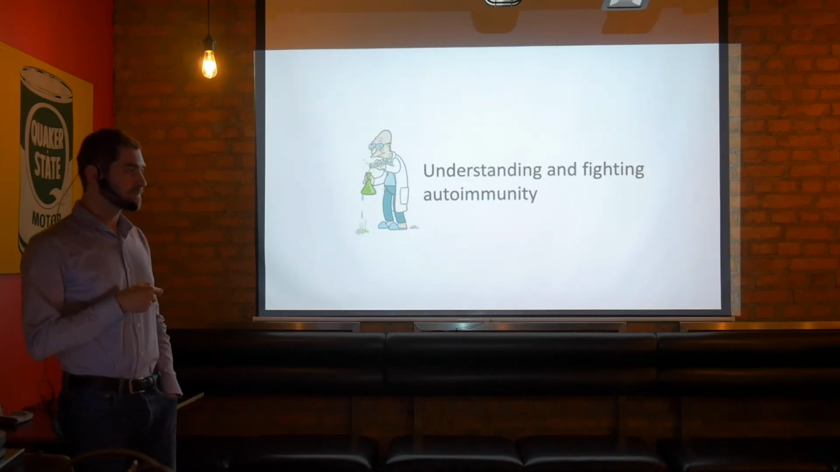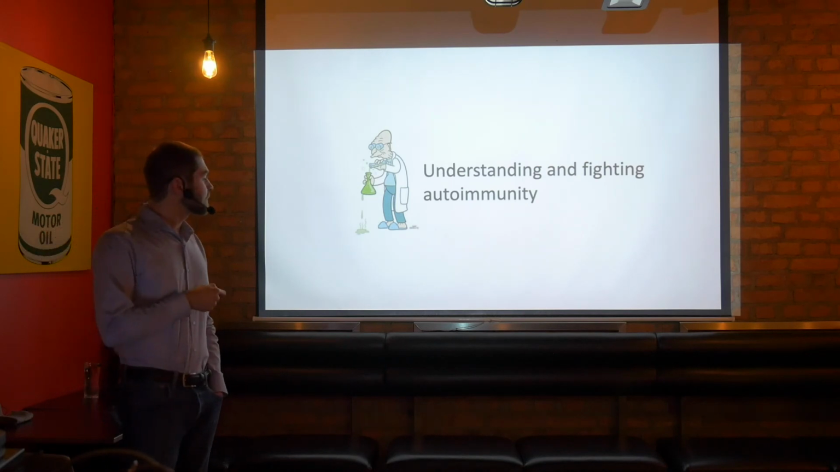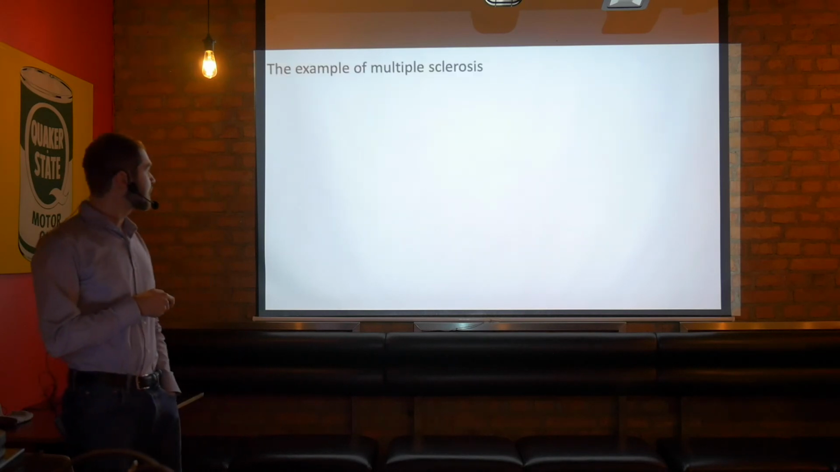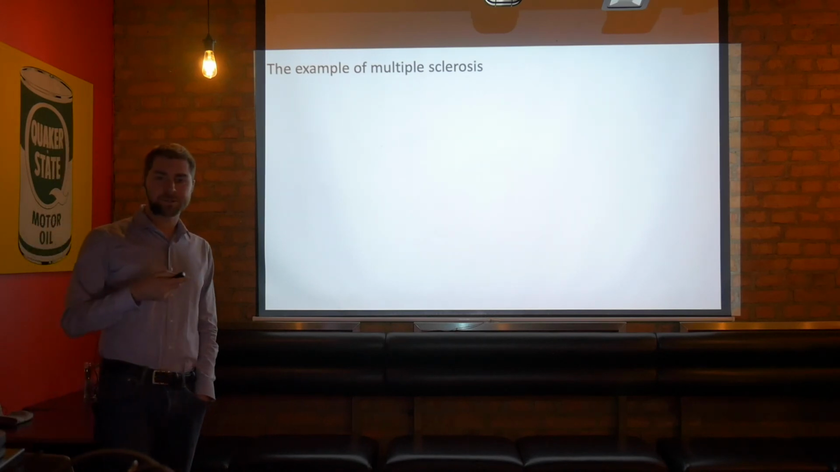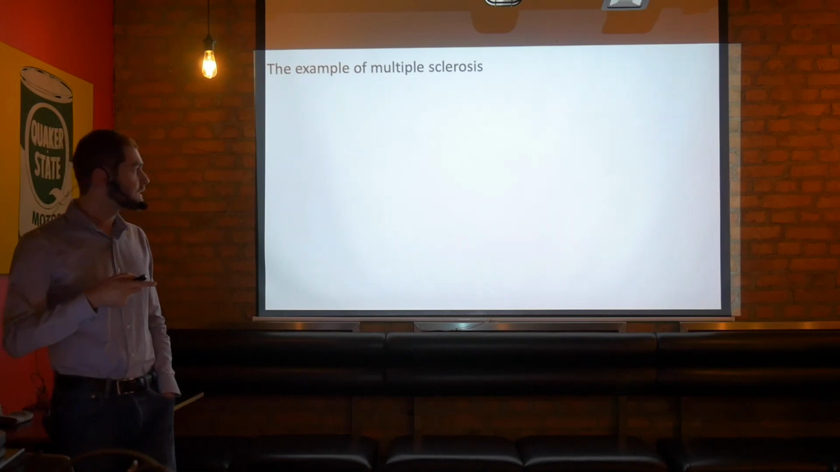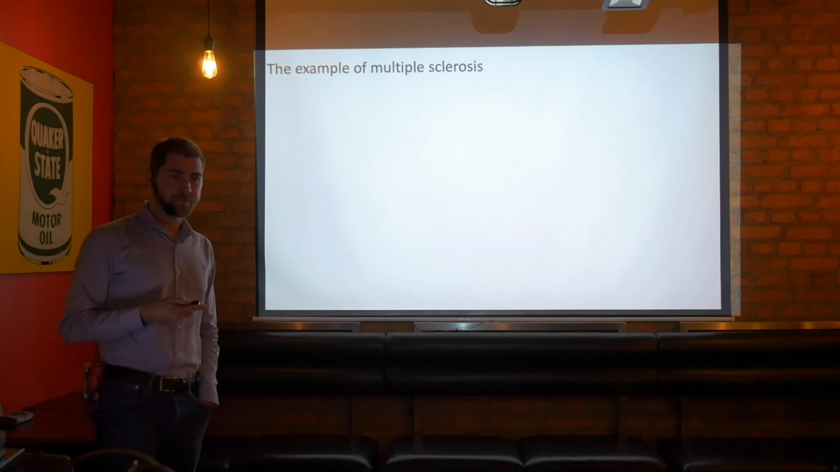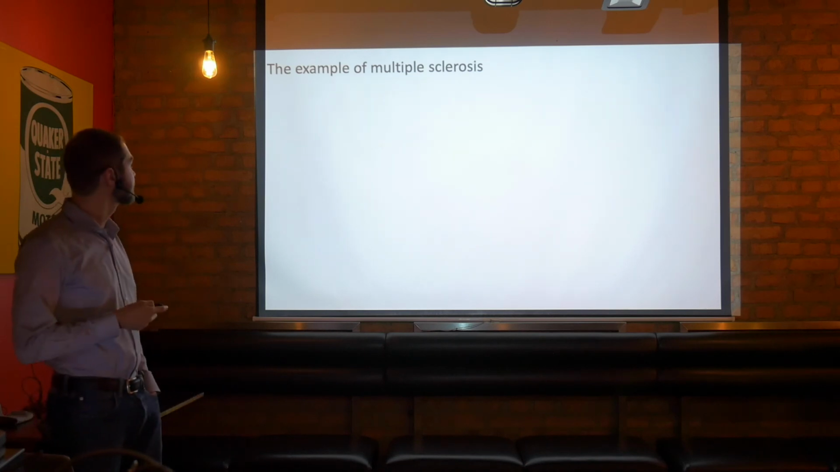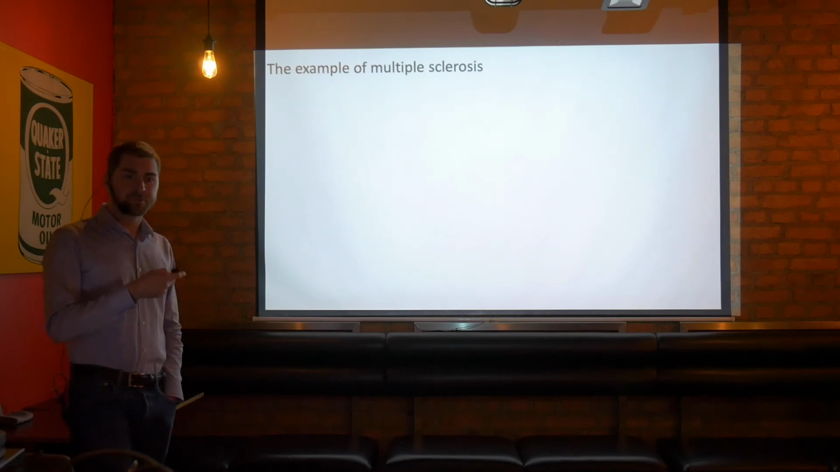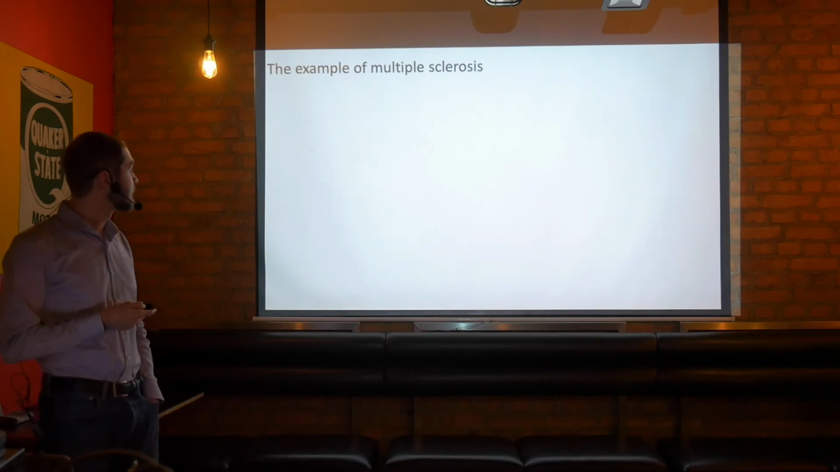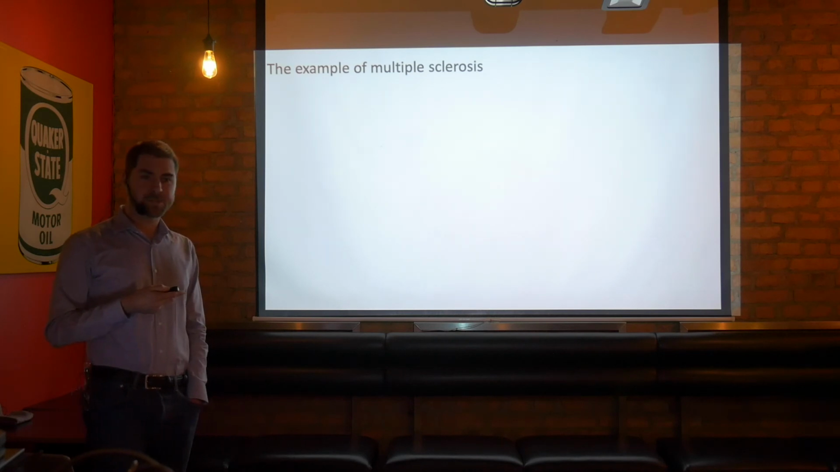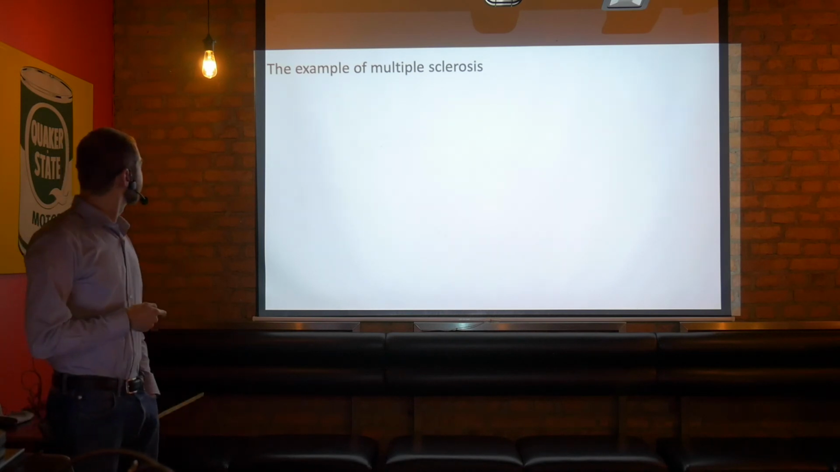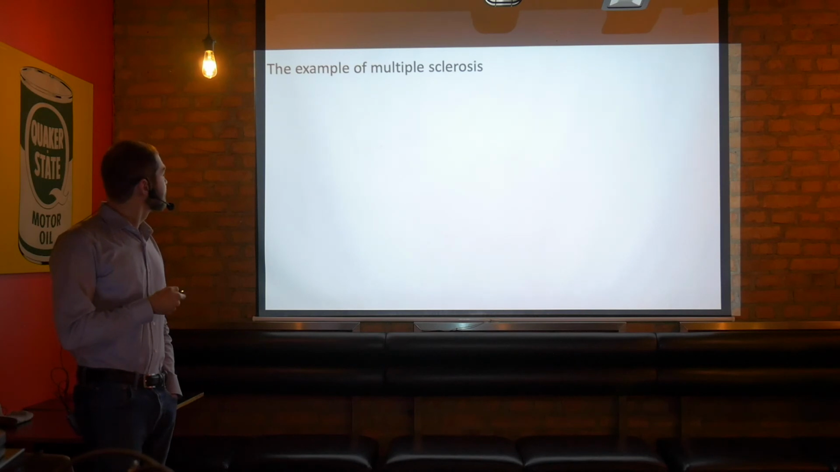The second project is about autoimmunity, and I would like to take as an example multiple sclerosis. Multiple sclerosis is an autoimmune disease that targets neurons, that eventually destroys neurons. And we have a model for multiple sclerosis which is called EAE, which is experimental autoimmune encephalomyelitis. This is a model in mouse.